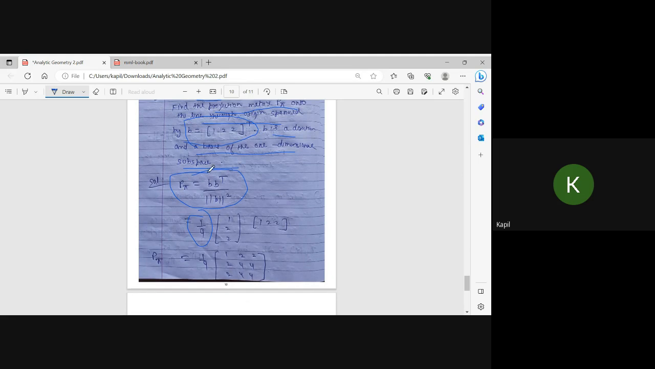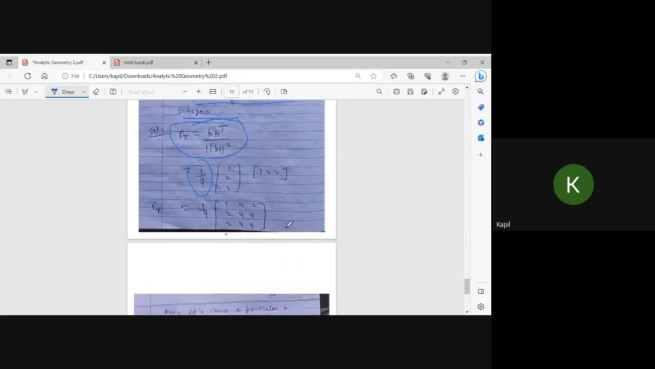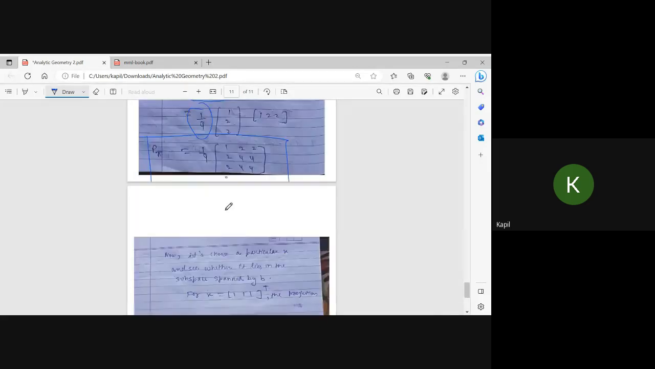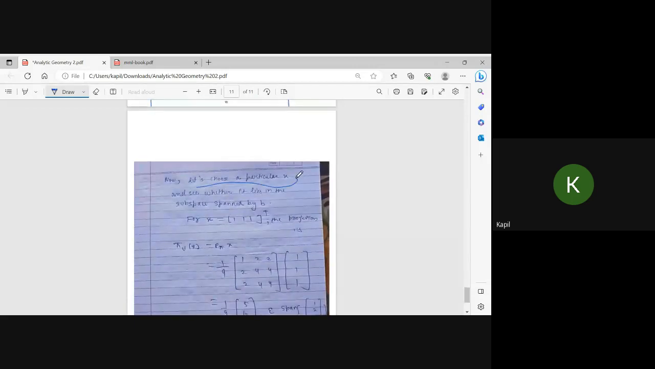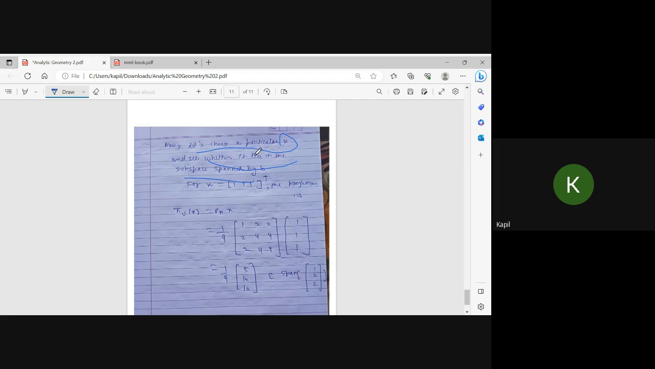So b is 1 2 2, and after multiplying by b transpose we get our projection matrix p pi. Now let's choose a particular x to check whether the projection lies in the subspace spanned by b or not. For x, let us consider a random x, that is 1 1 1 transpose.